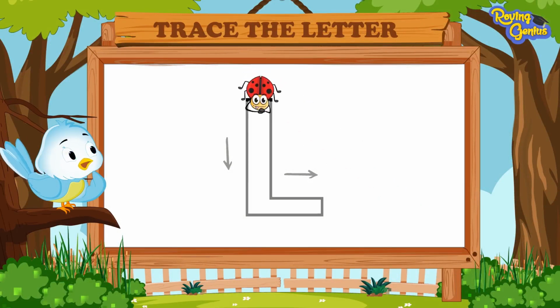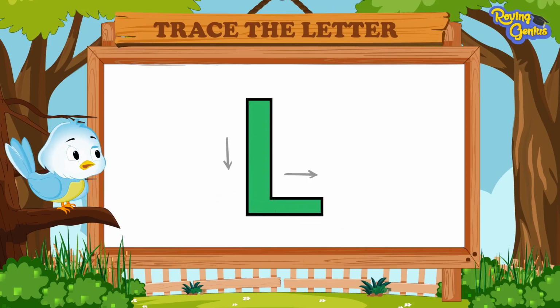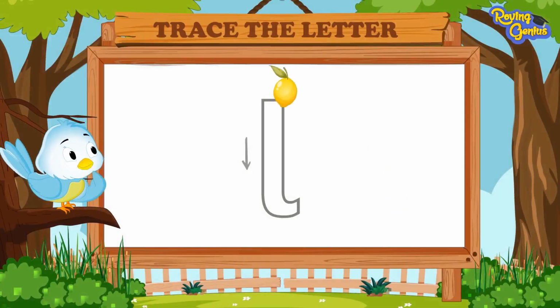Pull down a line and add a lap. Lie down, lazy, it's time for a nap. Little L looks like a number one. Just draw a line and you are done.